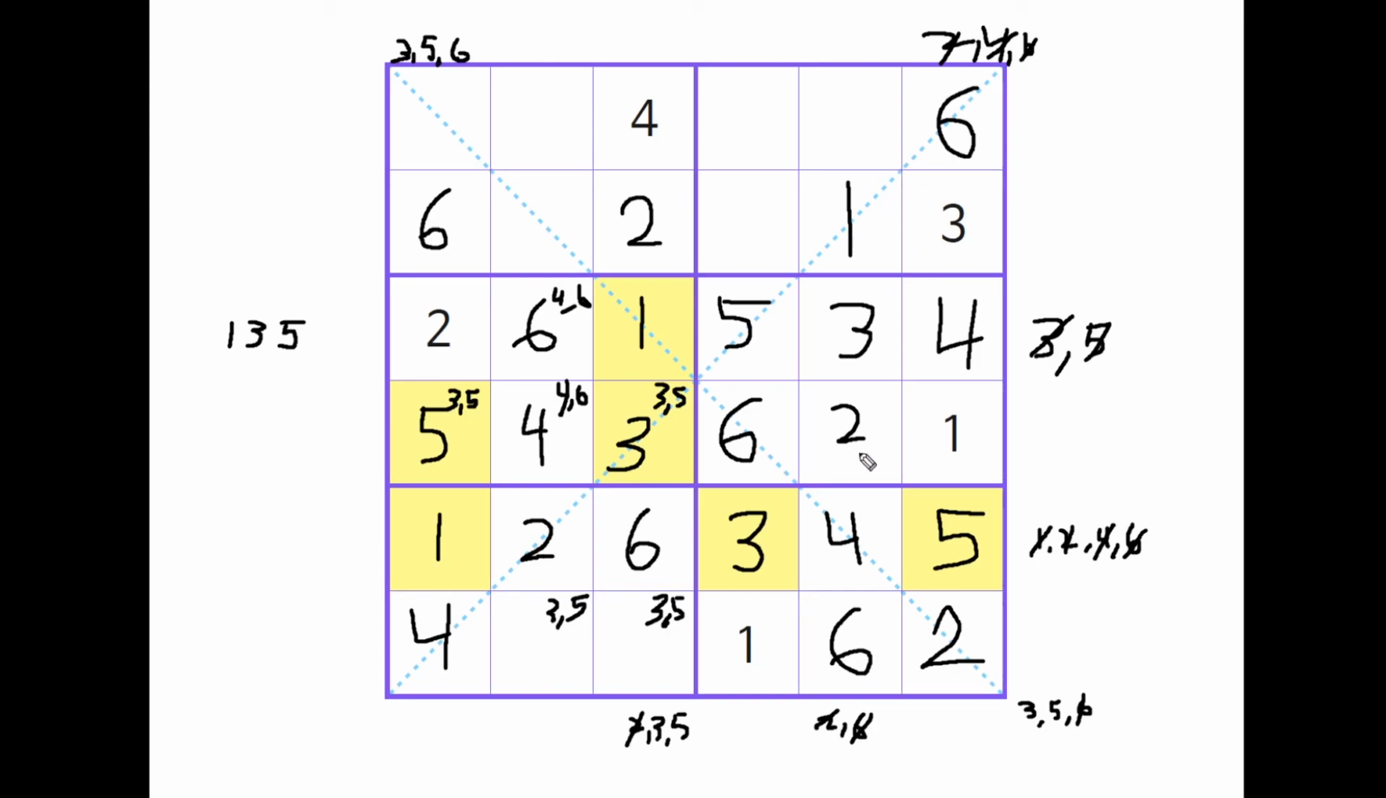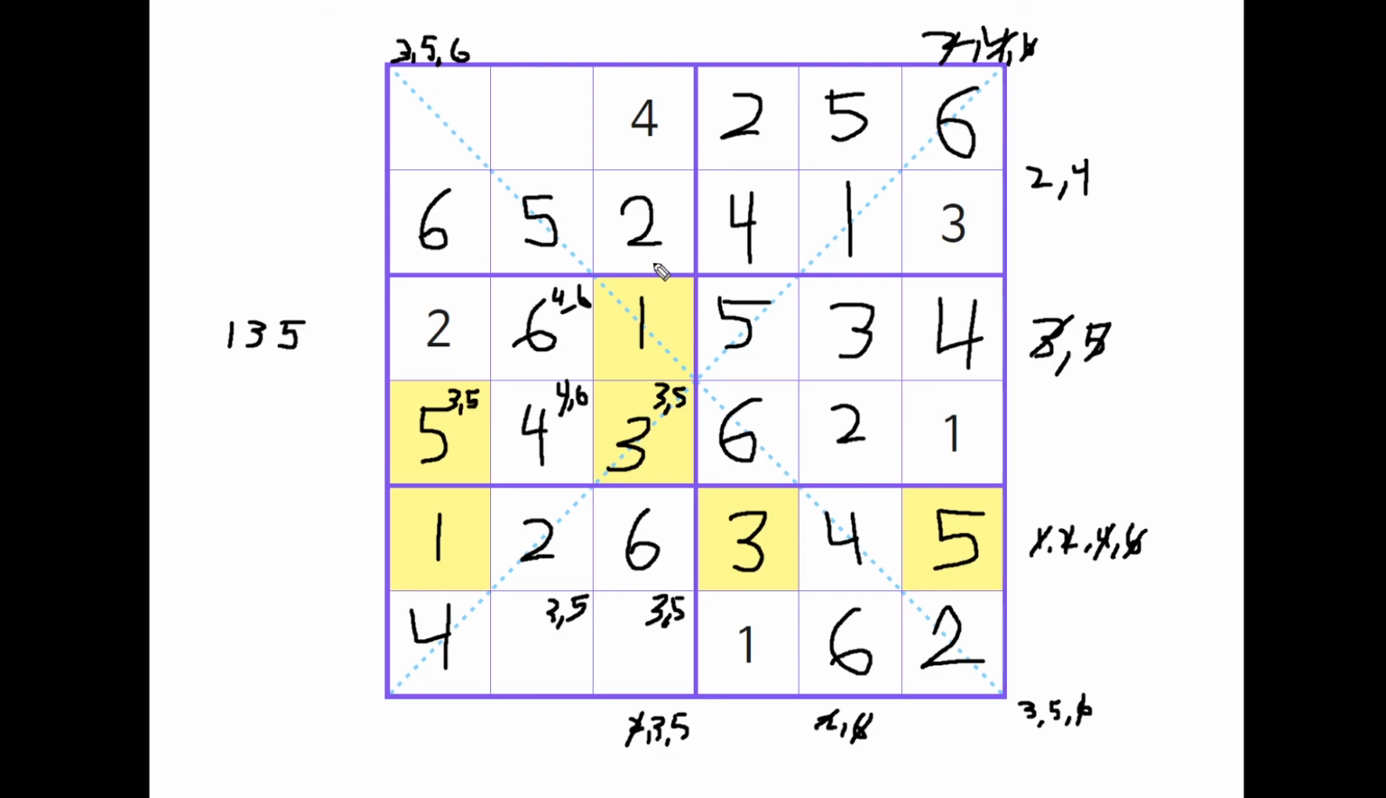This fifth column here, the only number that is missing is the number 5, so we can fill that in. This second block, the numbers that are missing are 2 and 4. Due to the numbers 2 and 4 in this third column, we know that the 2 must go here and the 4 here. The last missing number in this second row is the number 5, which we can place here.